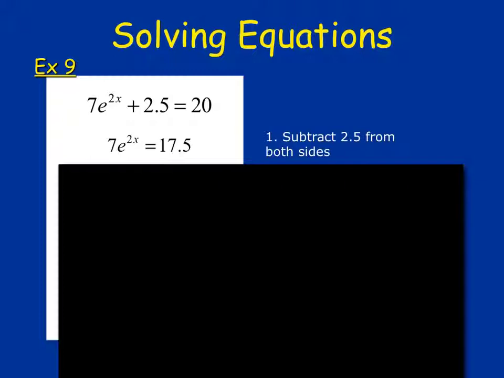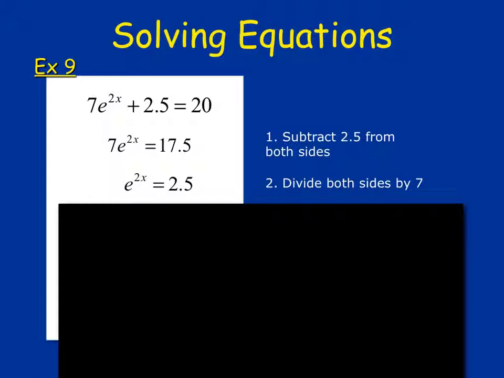Then we want to isolate this, because this looks a little bit complicated. We want to try and get this by itself, because then we can probably use the natural log, the inverse property of logs, right? So we're going to divide both sides of the equation by 7, and so if we do that, we get e to the 2x equal to 22.5.